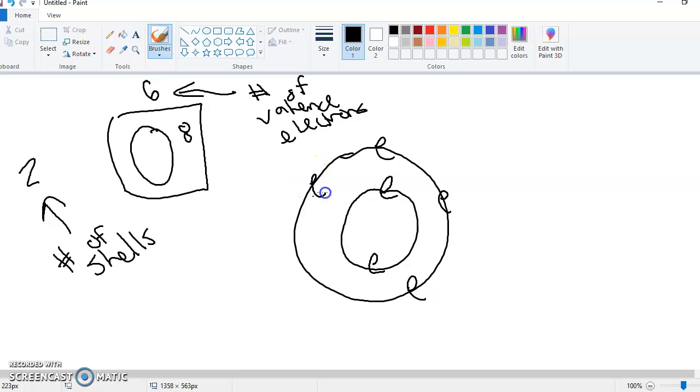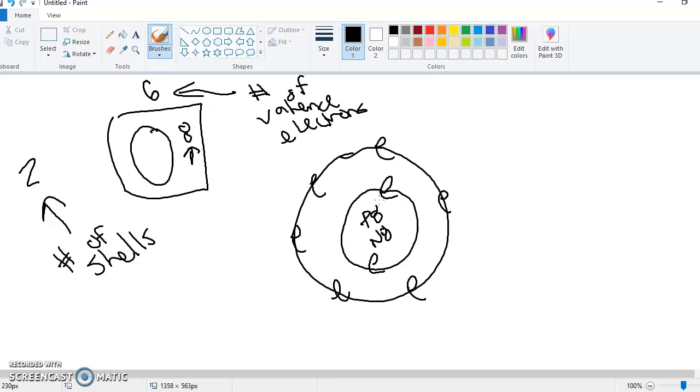We could also know that because the atomic number is 8. That means it has 8 protons and 8 electrons. For our sake, we're going to say it's 8 neutrons as well. So the last thing we would need to do is to say that there are indeed 8 protons and 8 neutrons in the nucleus. So this would be an acceptable Bohr model for oxygen.